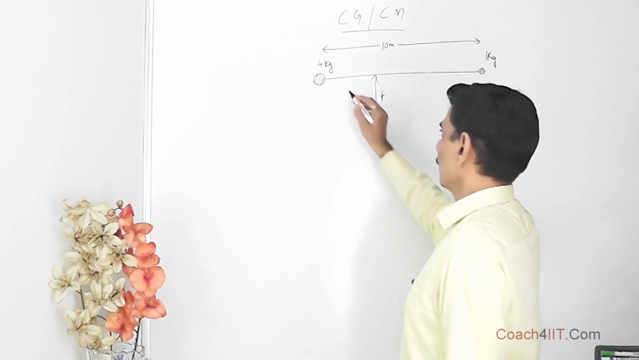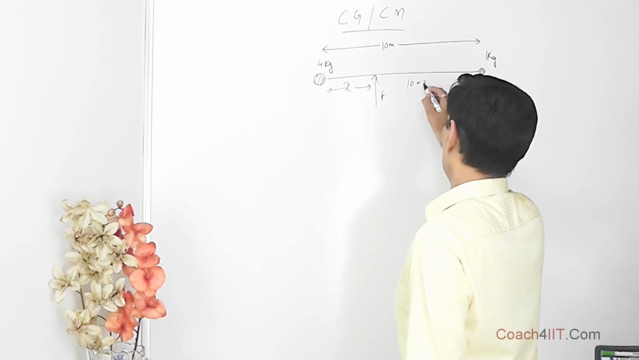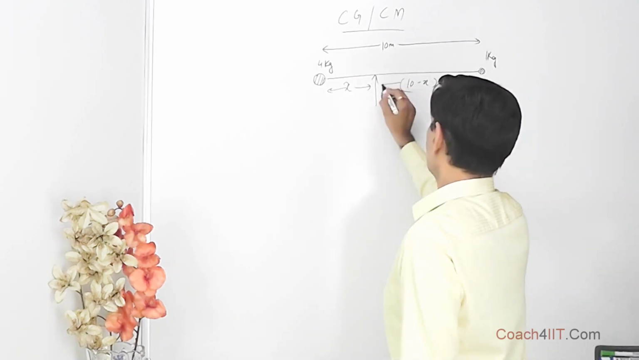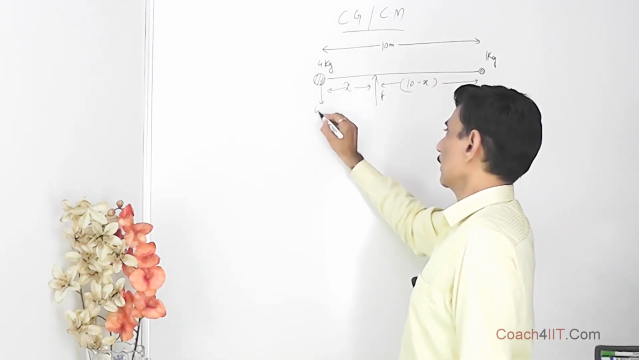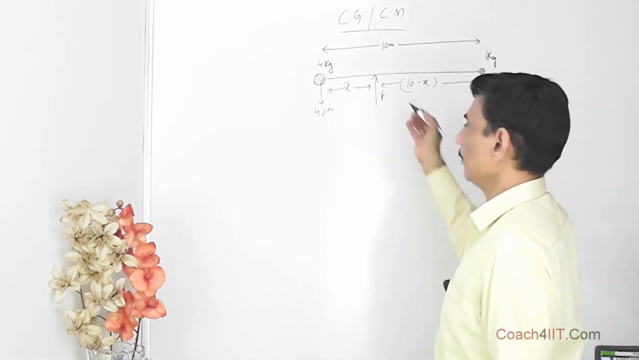Let's say it is over here. We take this distance as x, and this distance is 10 minus x. Now as usual, we draw the forces: this is 40 Newton and this is 10 Newton, mg and mg.